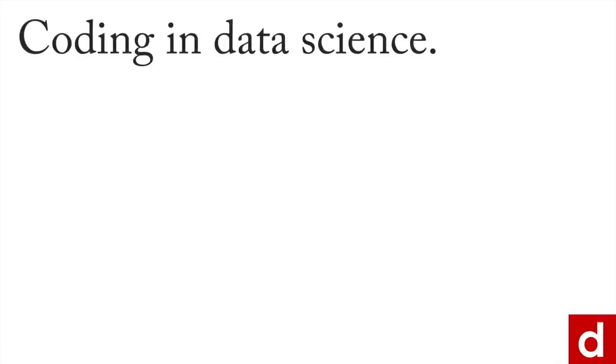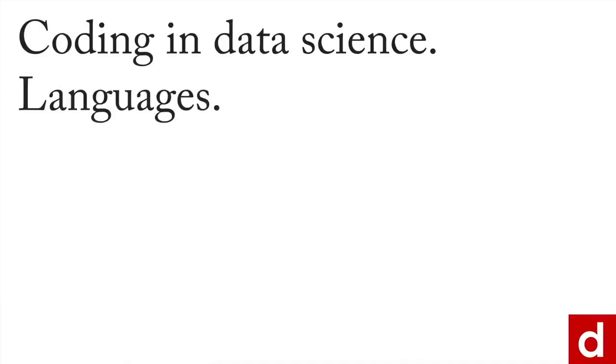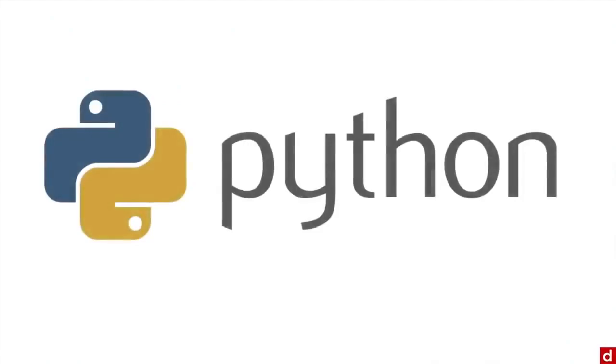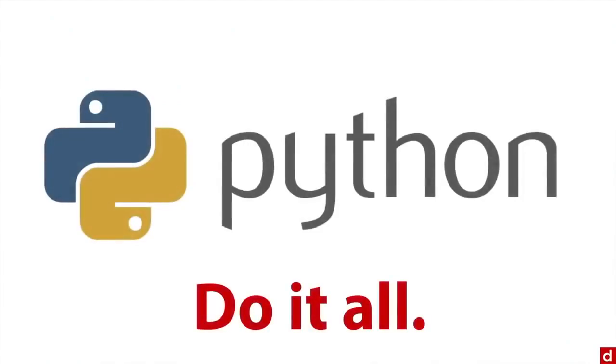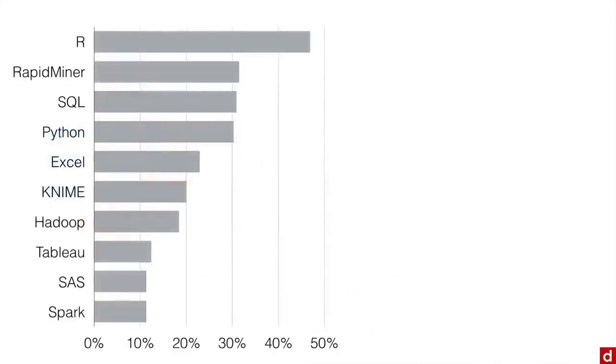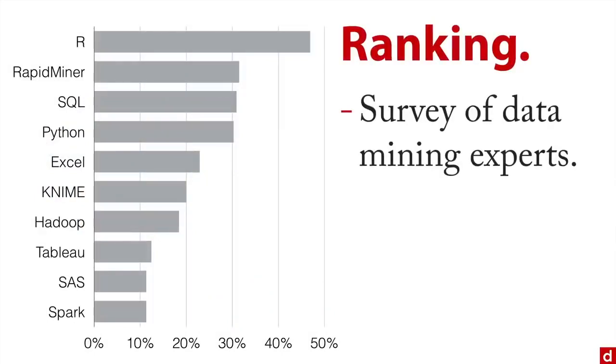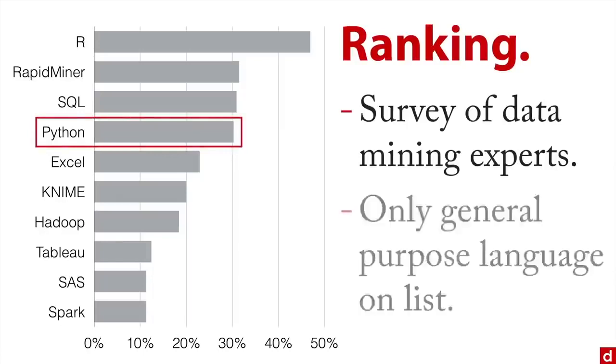When talking about coding in data science, along with R, we need to talk about Python. Now, Python, the snakes, is a general purpose program that can do it all, and that's its beauty. If we go back to this survey of the software used by data mining experts, you see that Python's there. It's number 3 on the list. And what's significant about that is on this list, Python is the only general purpose programming language. It's the only one that can theoretically be used to develop any kind of application that you want.